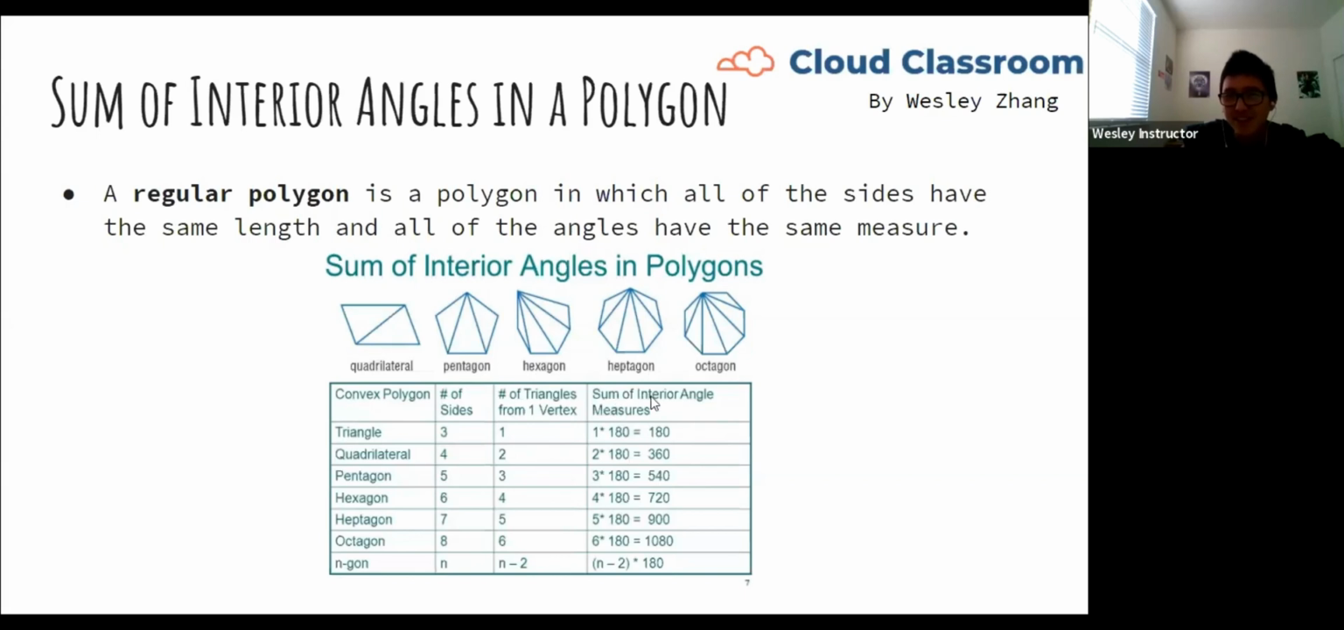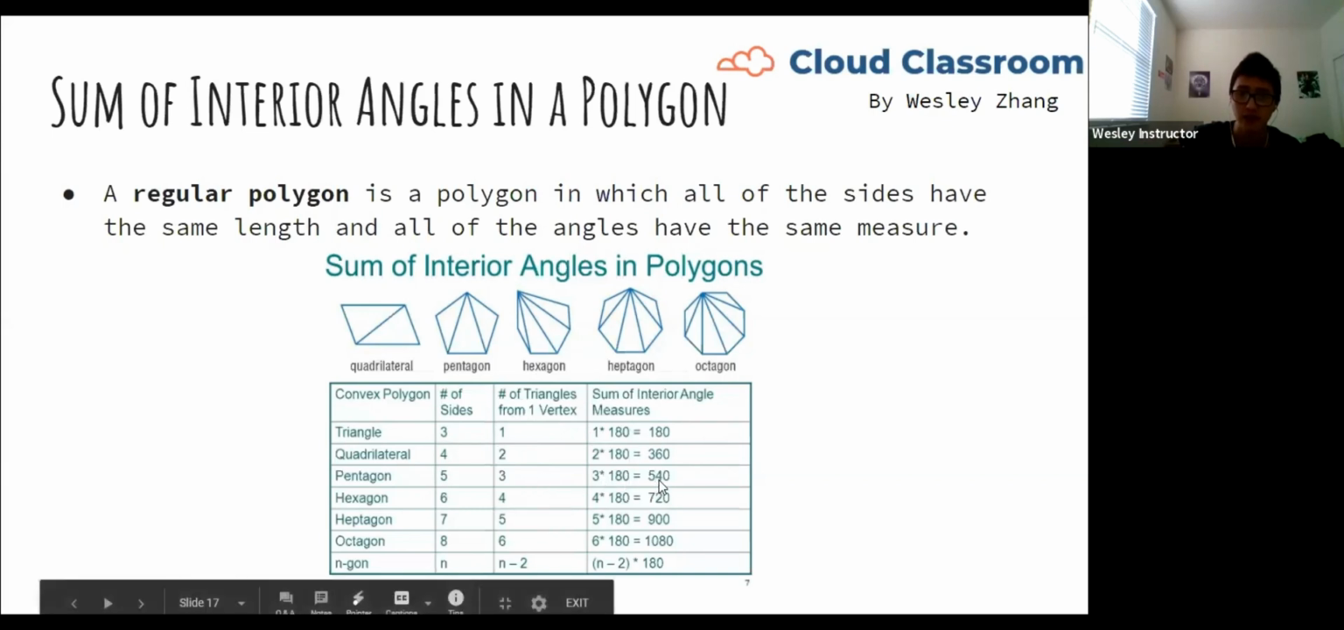All right, so sum of interior angle measures. So we know a triangle, all the interior angles is 180. So if we have one triangle here, that's obviously just 180 degrees. But if we have 2 triangles, that's 2 times 180. That's 360 degrees. 3 times 180, 540, and so on.